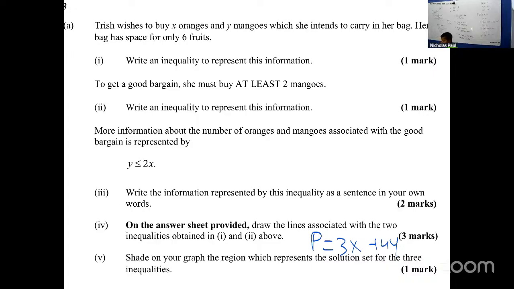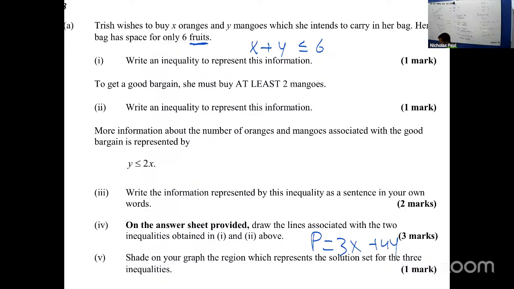Fruits means what? Fruits means oranges and mangoes. Is it less than or more than? Only 6. Can you have more than 6? So it is less than 6. So the inequality is less than or equal to 6 because she can't have more, right?